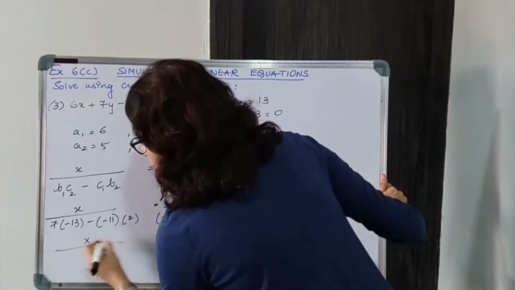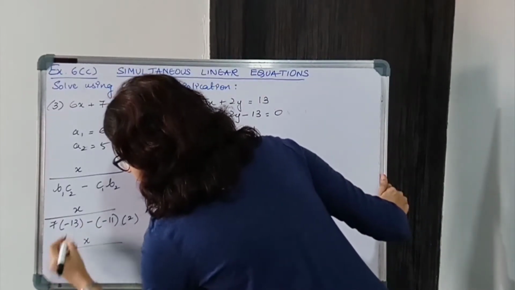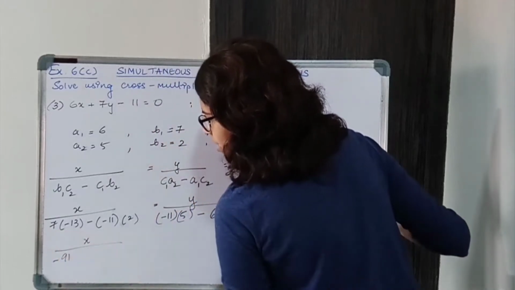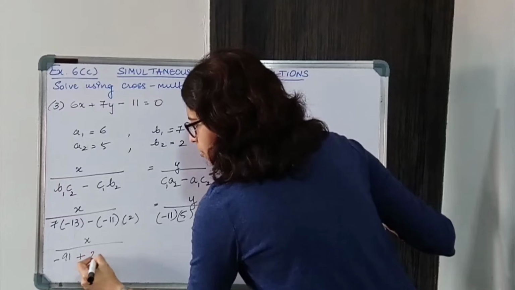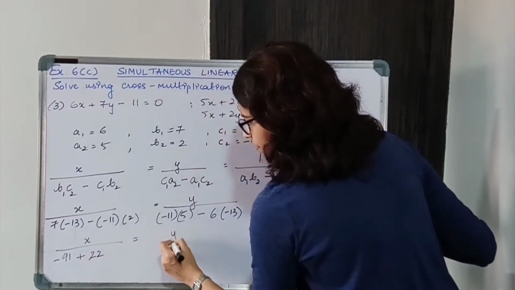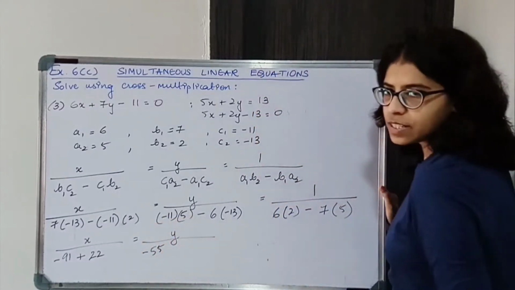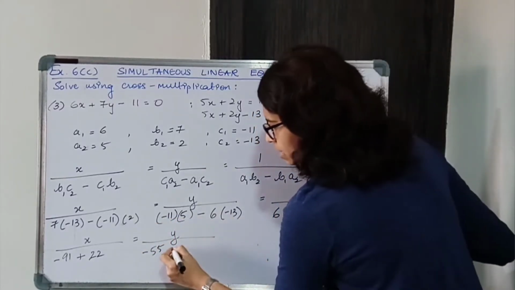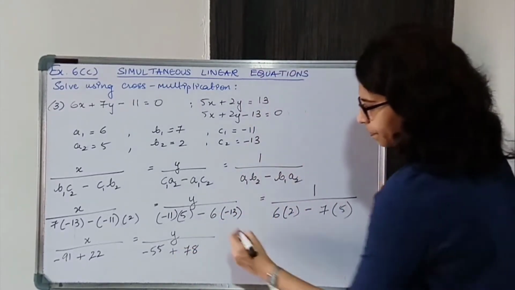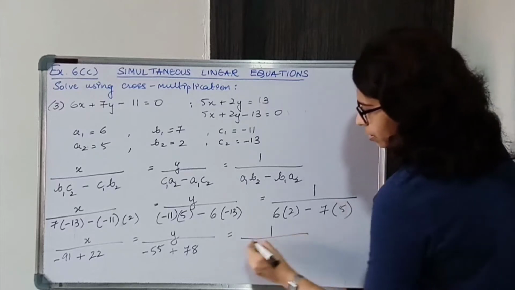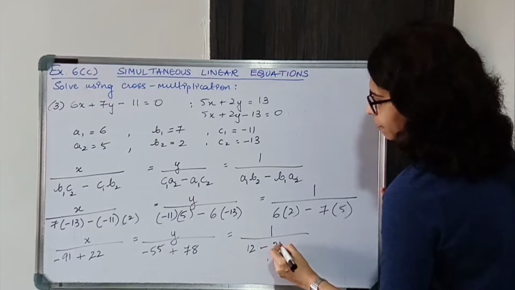So 7 into 13, so that will give 91. Minus will come, plus into minus. Your minus into minus gives plus. 11 2s are 22. Here 55 but negative, minus into plus gives minus, and here minus into minus gives plus. 6 into 13, so that will give 78. 1 upon 6 2s are 12, minus 7 5s are 35.